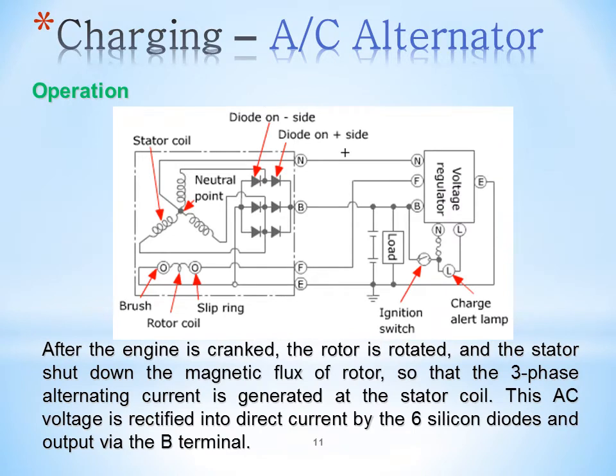Operation. After the engine is cranked, the rotor is rotated, and the stator cuts the magnetic flux of the rotor so that the 3-phase alternating current is generated at the stator coil. This AC voltage is rectified into direct current by the 6 silicon diodes and output via the B terminal.